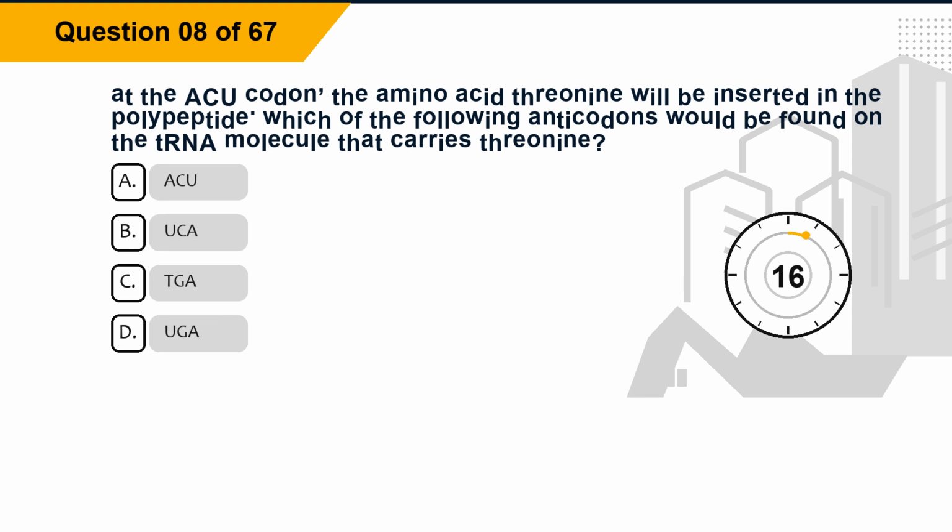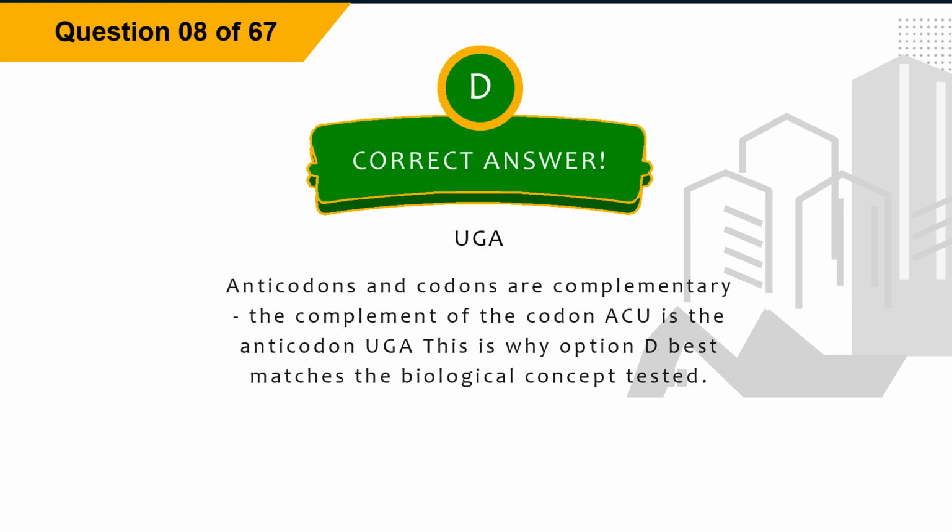Question 8. At the ACU codon, the amino acid threonine will be inserted in the polypeptide. Which of the following anticodons would be found on the tRNA molecule that carries threonine? Option A, ACU. Option B, UCA. Option C, TGA. Option D, UGA. The correct answer is option D, UGA.